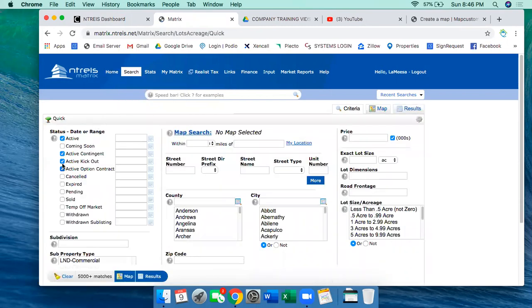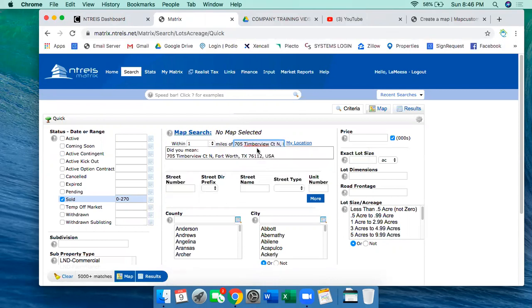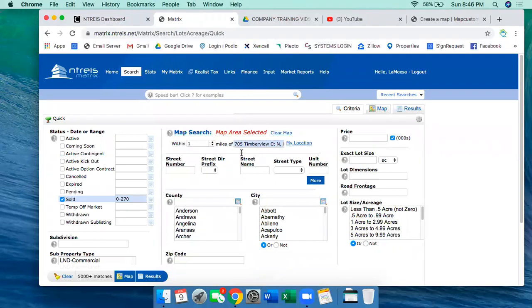First thing to do, just like the homes video, is uncheck everything and check solds within the last 9 months, which is 270 days. The next thing is you're going to search a full mile radius of your subject property. Let's just say our subject property is Timberview Court. That one is a lot that we actually contracted. So we'll use that one as a reference point.